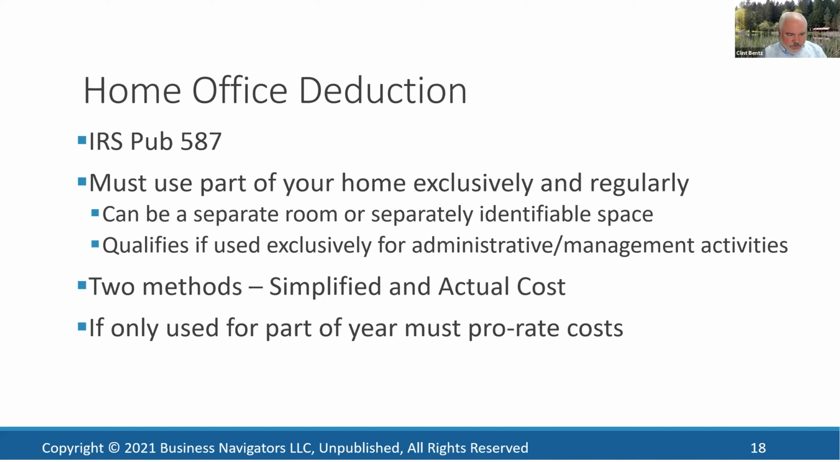There are two methods for doing the home office deduction, what we call the simplified method and the actual cost method. If you only use the space for part of the year, then you have to prorate the cost. So if the business only operates for 3 months out of the year and doesn't operate the other 9 months, then you can only take 3/12 of the cost as a home office deduction.